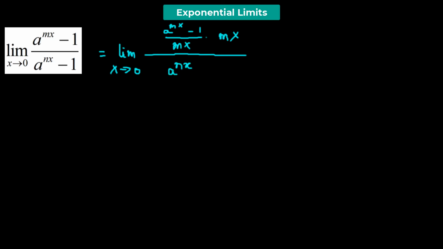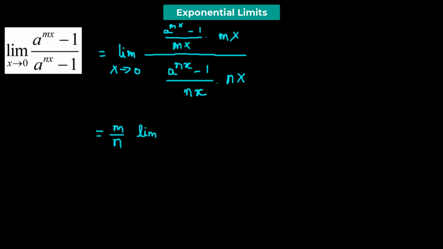Similarly, in the denominator, we have a raised to the power of nx minus 1, so we're going to divide by nx and multiply by nx. So we can take care of the x. mx divided by nx will be simply m over n. So m over n being a constant, we have taken it out.